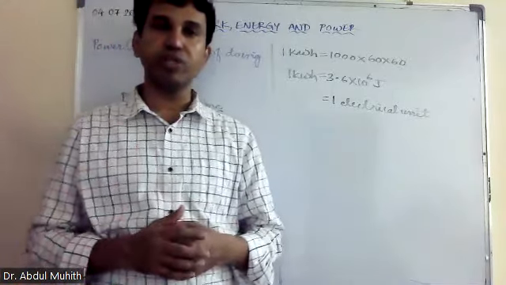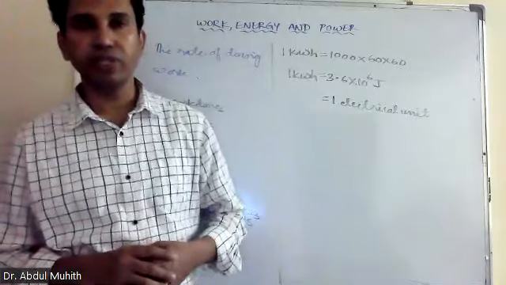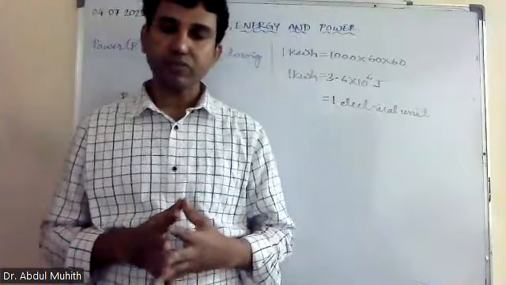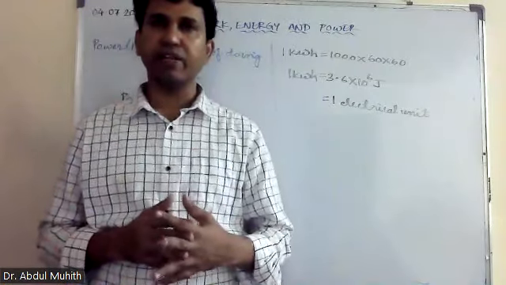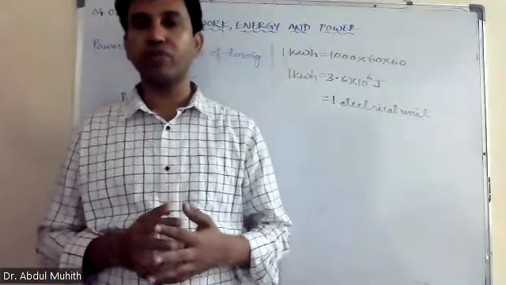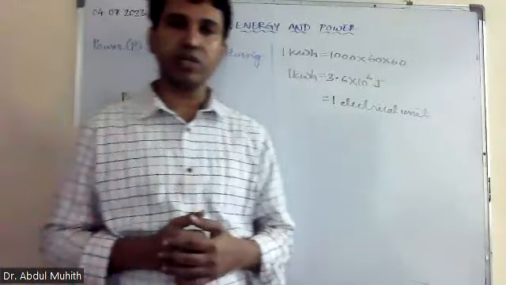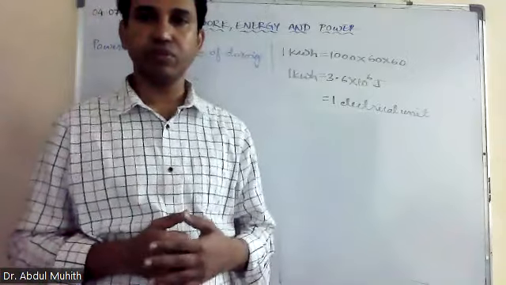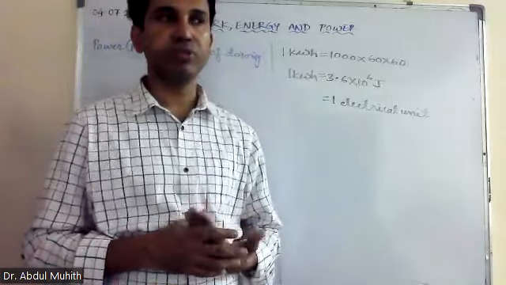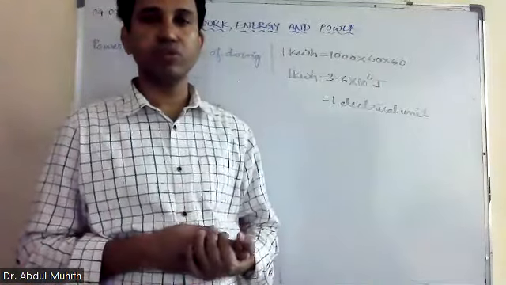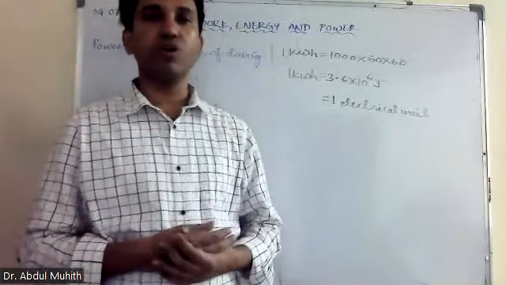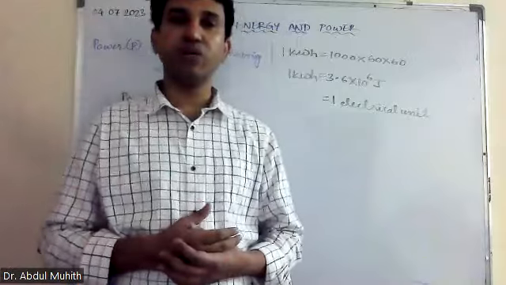And what is the CGS unit of work or energy? Dyne? Not dyne, dyne is the unit for force. Erg. Okay, one erg equals how many joules? 1 joule equals 10 to the power of 7 erg, or 1 erg is equal to 10 to the power minus 7 joules.